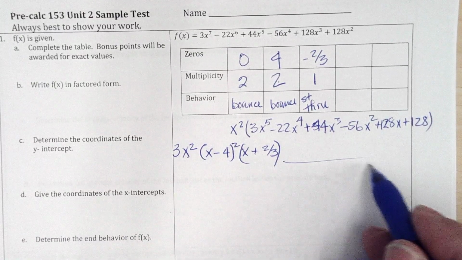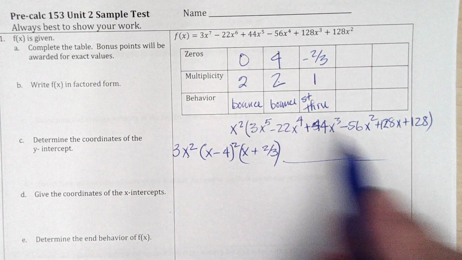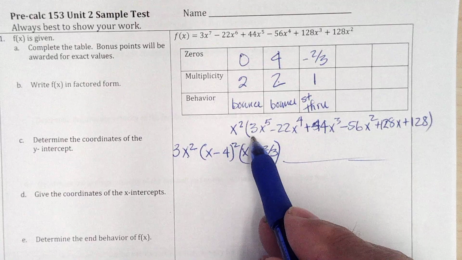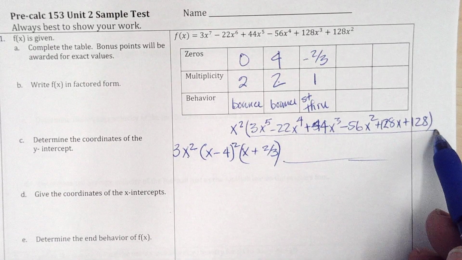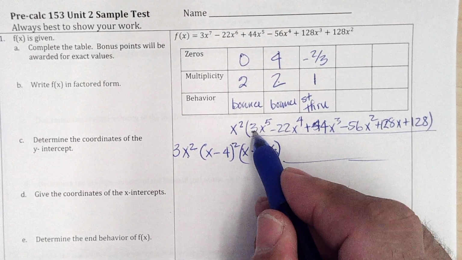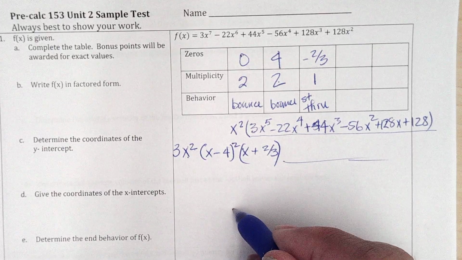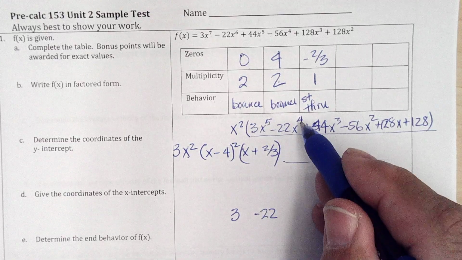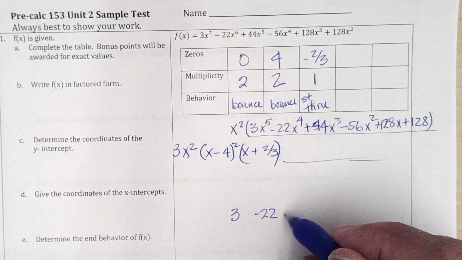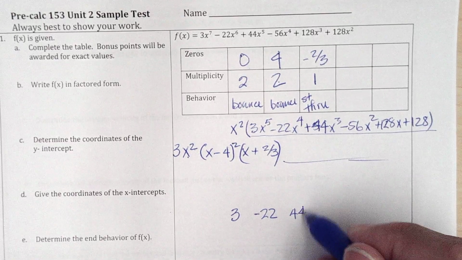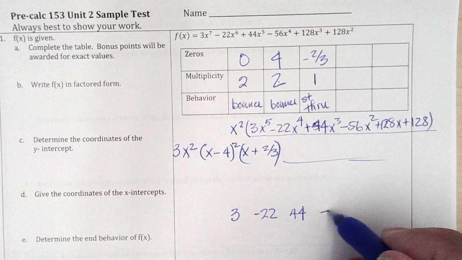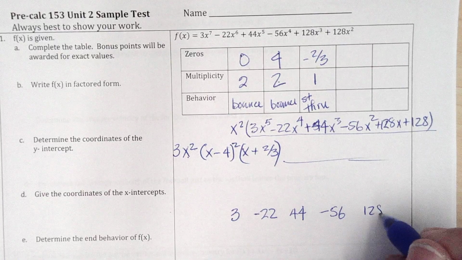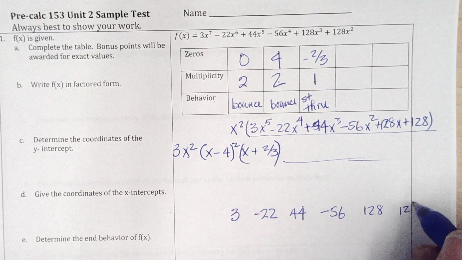And there's some more, and I've got to try to figure that out. Well, if I take the x squareds out, I get this stuff. And I'm going to do synthetic division, write these coefficients down. I have 3x to the 5ths minus 22x to the 4ths plus 44x to the 3rds minus 56x squareds plus 128x plus 128.